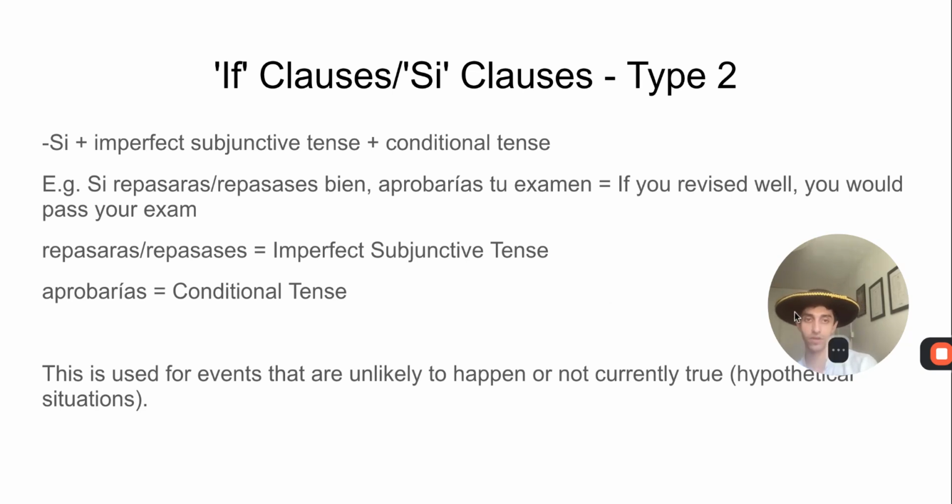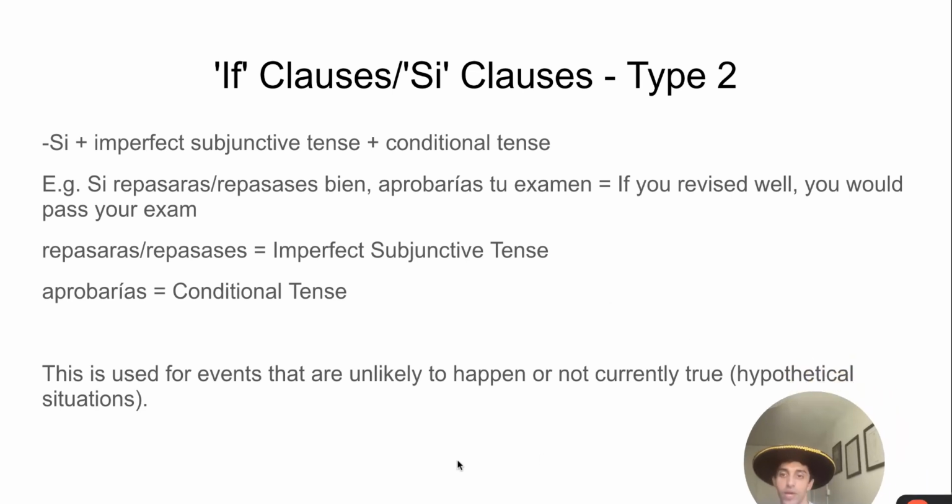This type of if clause or si clause is used when talking about events that are unlikely to happen or certainly not currently true. So situations that are hypothetical or imagined in nature. And that is a key difference between type 2 si clauses and type 1 si clauses. So an example of a type 2 si clause is si repasaras o si repasases bien, aprobarías tu examen, meaning if you revised well, you would pass your exam.